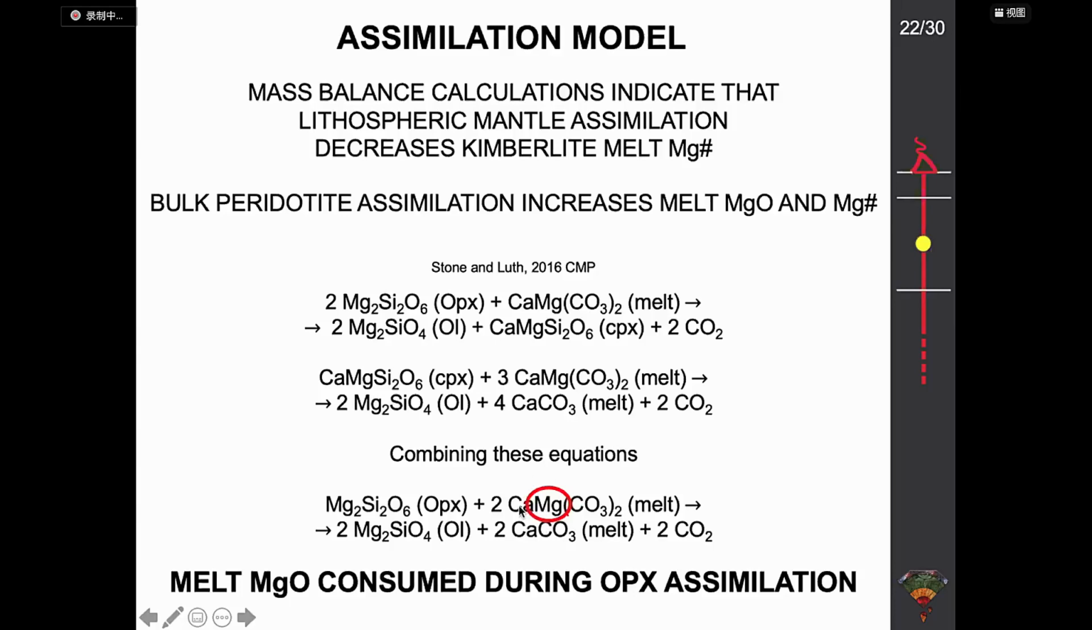this process, magnesium in the melts, in the dolomitic components of kimberlites, is actually consumed to generate more peritectic olivine. So by assimilating orthopyroxene, the kimberlite actually spends some of the magnesium budget, and this can explain why the kimberlites in equilibrium with the olivine rims have a lower magnesium number than primary kimberlite melts. That is, melts in equilibrium with the mantle source.